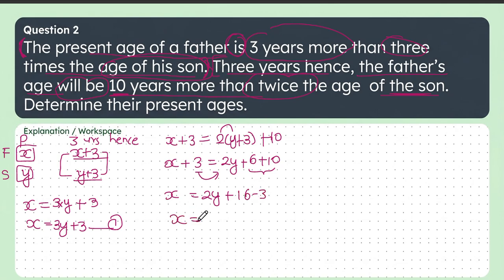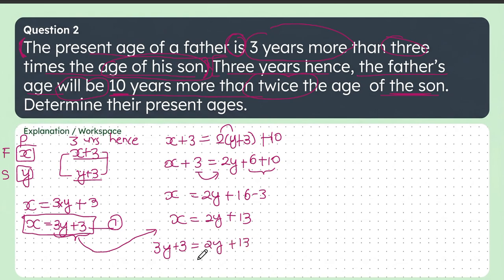So x is equal to 2y plus 13. Now we'll use the substitution method here. We know the value of x already from equation number 1, that is 3y plus 3. So we'll substitute the value of x here. So x, 3y plus 3, is equal to 2y plus 13.